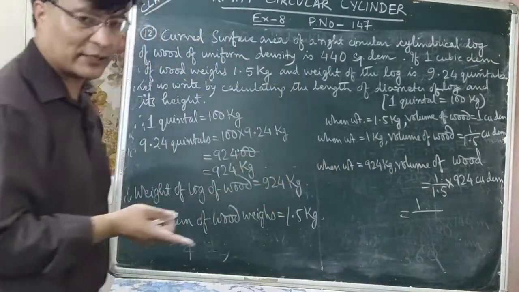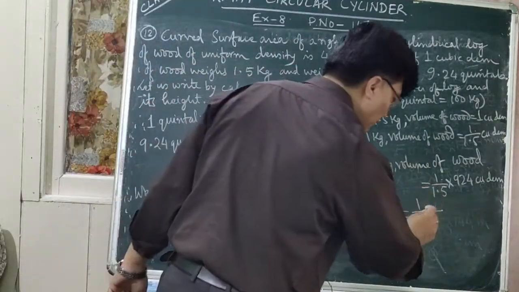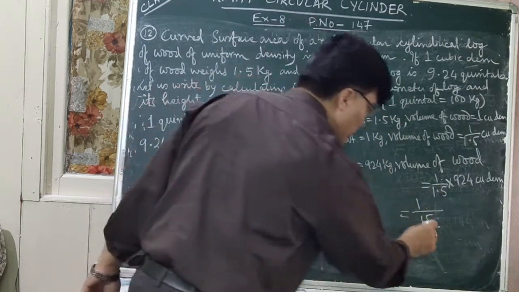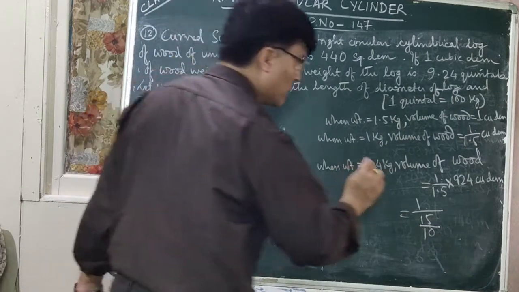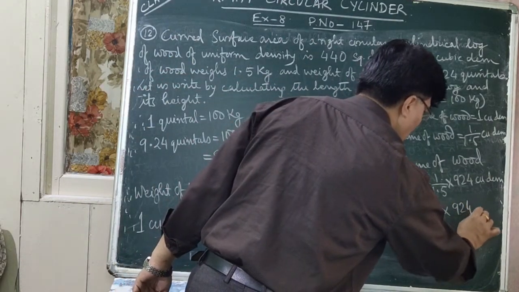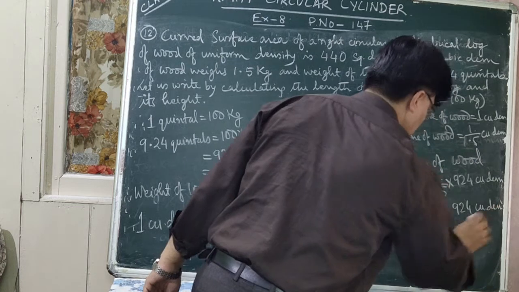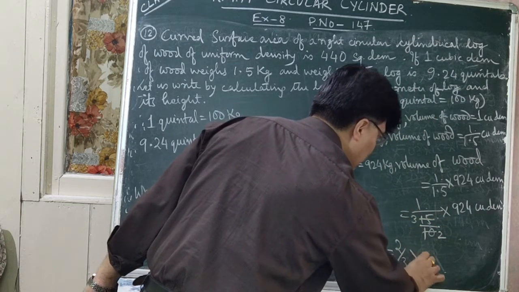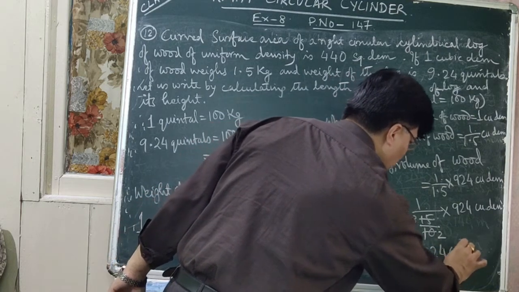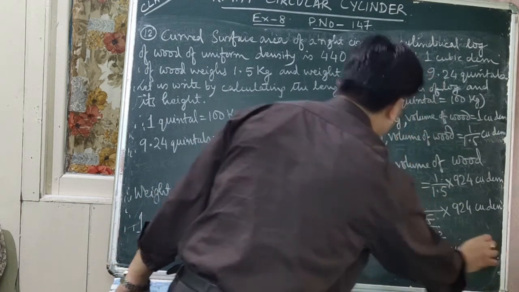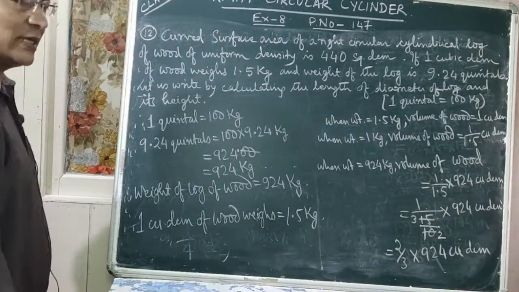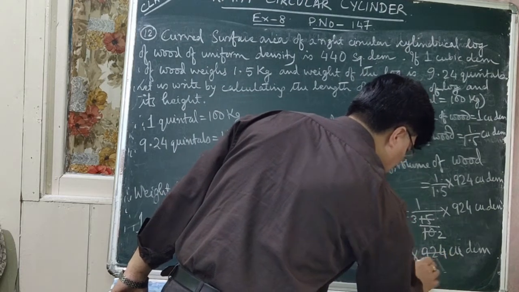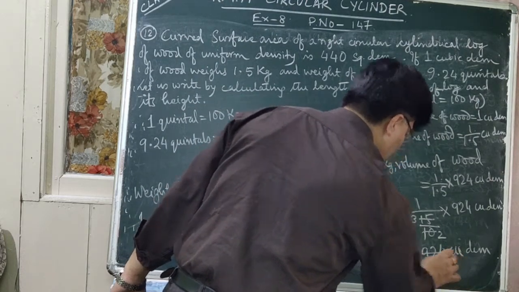1 upon, what is 1.5 actually? You can write it in terms of fraction. After the decimal point there is one figure, so it is 15 divided by 10, and 1 into 924 cubic decimeter. Now 5 2s are 10, 5 3s are 15, is equal to 2 by 3 into 924. This is your cubic decimeter. Is that clear? So you can cancel it. 3 1s are 3, 3 3s are 9, 3 8s are 24.